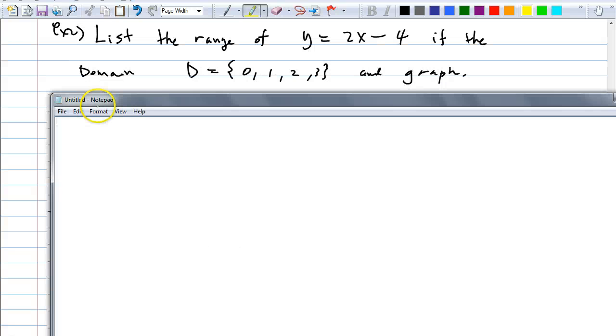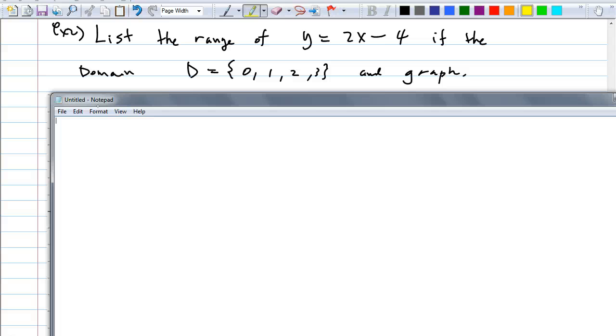Okay, good. So example 2, you have something like this on your homework tonight. List the range of y equals 2x minus 4 if the domain is 0, 1, 2, 3, and it asks you to graph.